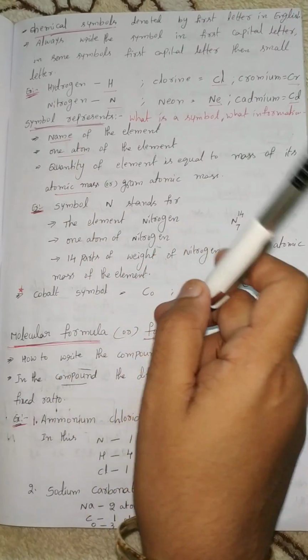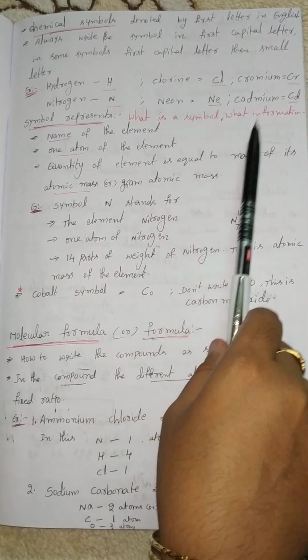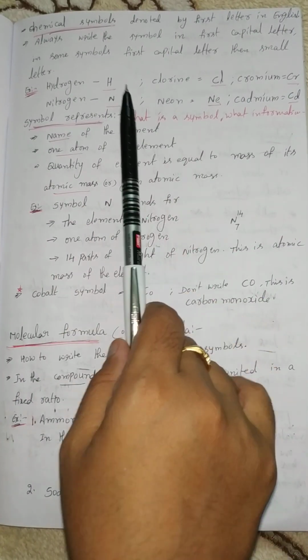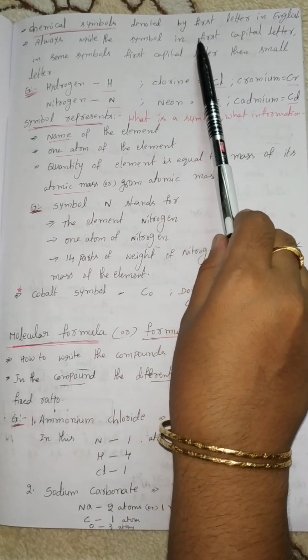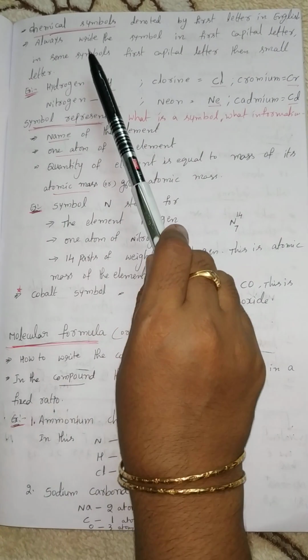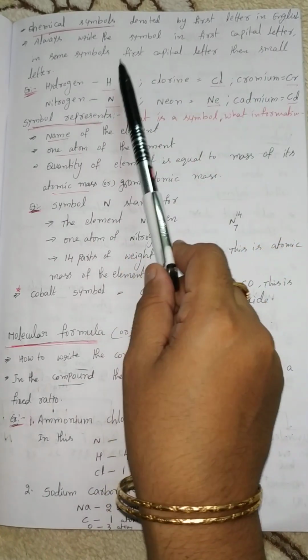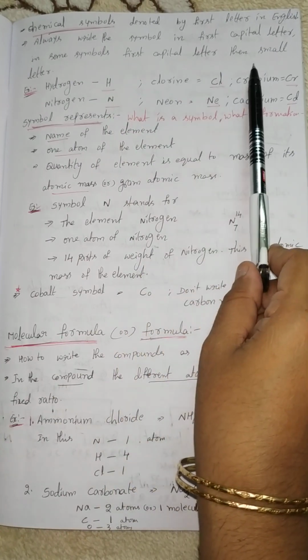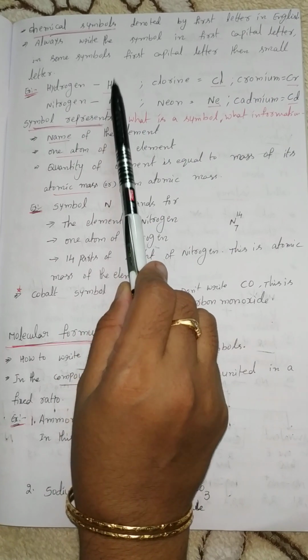Chemical symbols. So what is a symbol? What information do we learn from the symbol? Chemical symbols are denoted by the English first letter. Always write the symbol with the first letter capital. In some symbols, there is a first capital letter and then a small letter. For example, hydrogen, we write capital H.